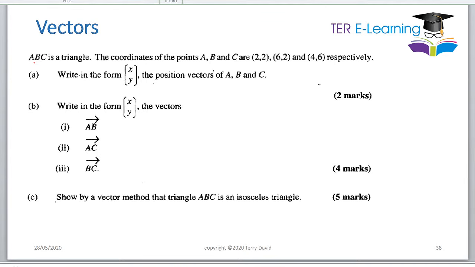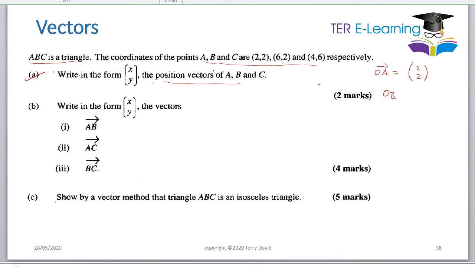We have a triangle. This is an exam question as well. ABC is a triangle, and they've given us the coordinates of A, B, and C respectively, right? These are the coordinates. The first thing they want us to do in part A is to write in the form the position vectors of A, B, and C, right? So that part is straightforward. There's nothing to do there. So position vectors OA, all you're going to do is to write this as 2, 2.